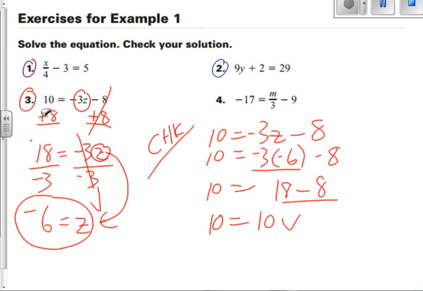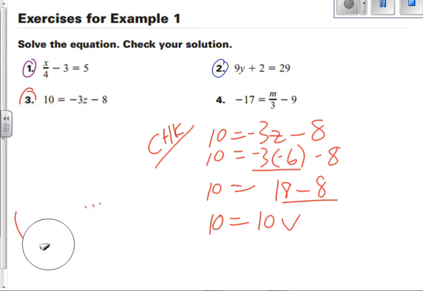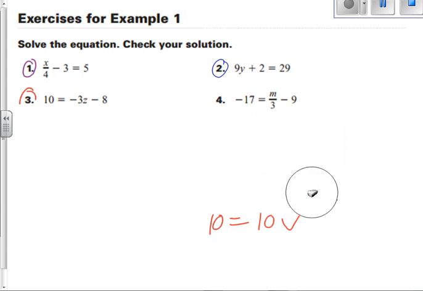So let me erase this now. And we're going to do one last one, number 4. We'll pick black for that one. So we're looking at number 4. So I have negative 17 is equal to m over 3 minus 9. Let me pick a different color, blue again.